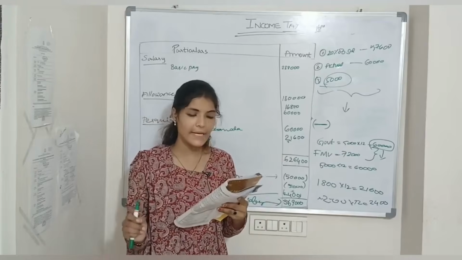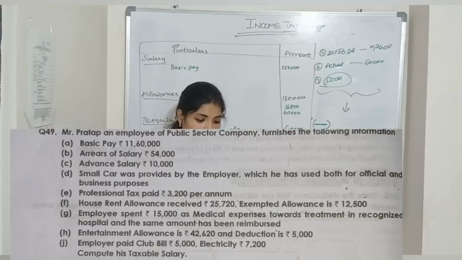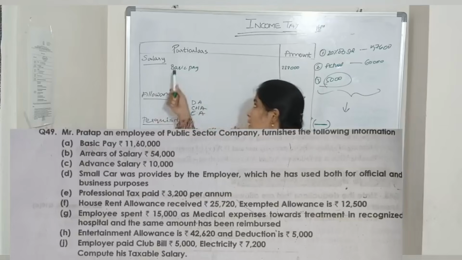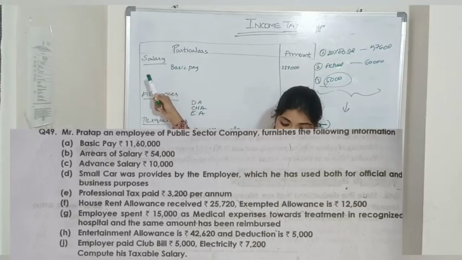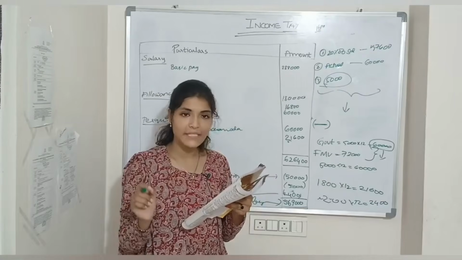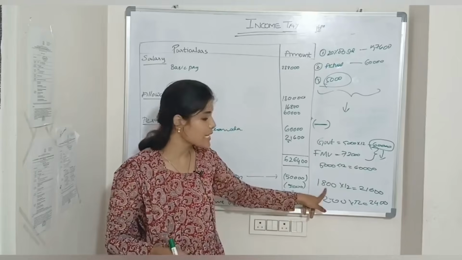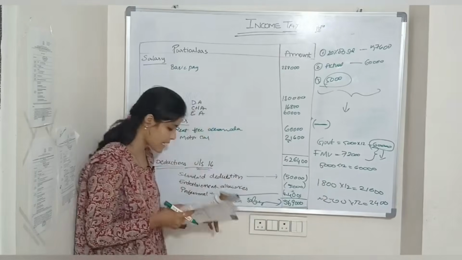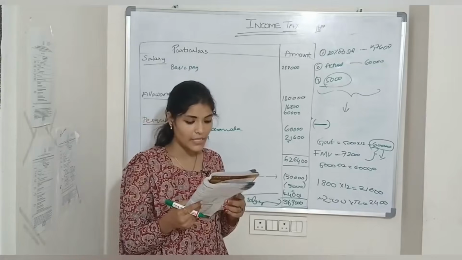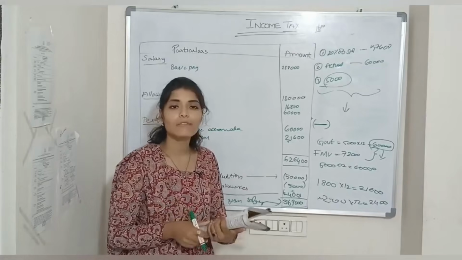Mr. Pratap, an employee of a public sector company, furnishes the following information. Basic pay will come here. Arrears of salary will come under the section of salary. Advance salary here. A small car was provided by the employer. Small car means 1800 per month, you need to take it. Okay. Professional tax they have given. House rent allowance they have given.